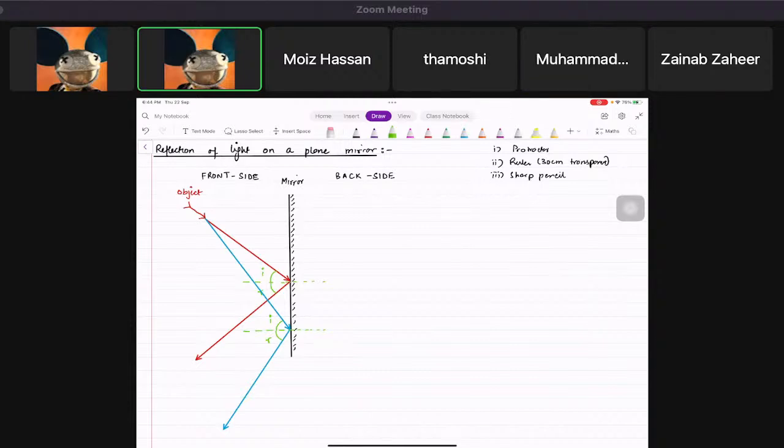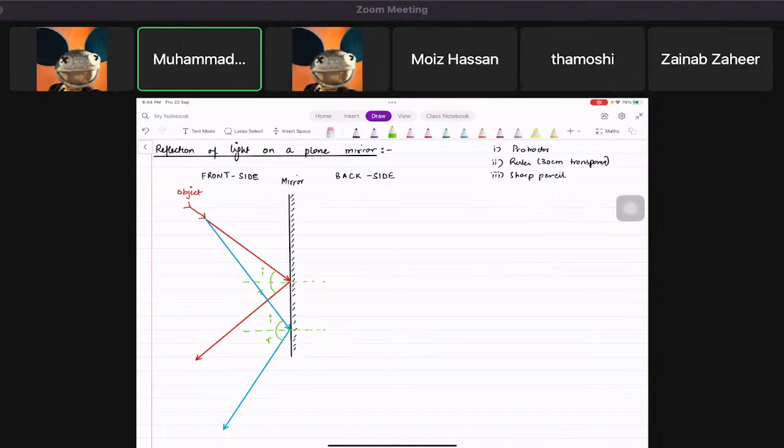Okay, is it clear? Yes, sir. So can we draw the blue line from anywhere? From the object? You can actually make a line above that. It's okay. Just two similar things, okay?